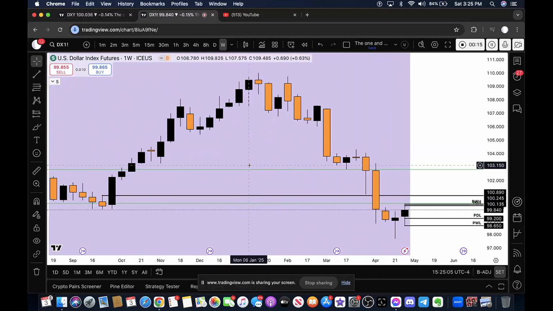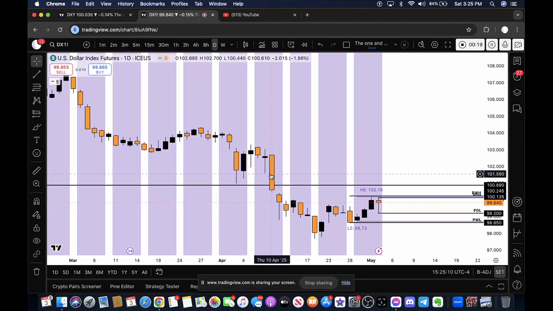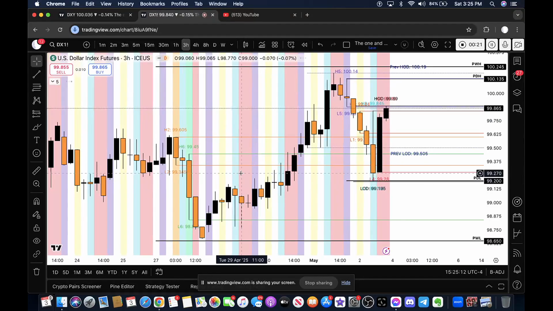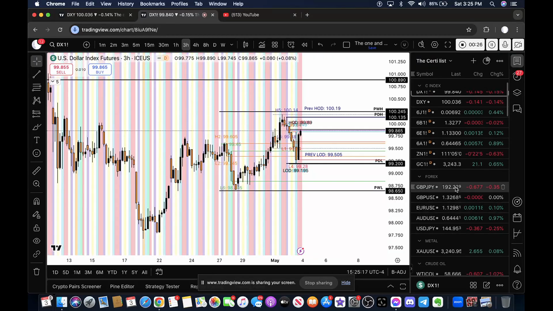DXY from the previous week going into this one, weekly time frame is obviously bearish. Daily structure is still bearish as well. Looking at our H3, it looks like we have bullish order flow within daily bearish structure. Start us off with GJ.